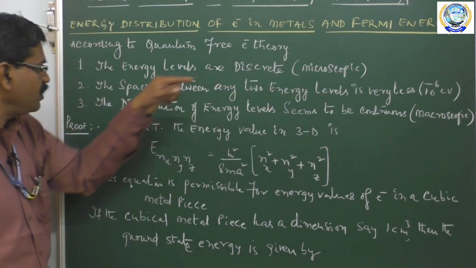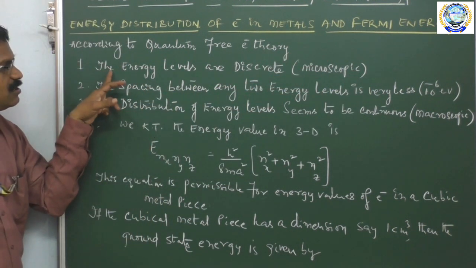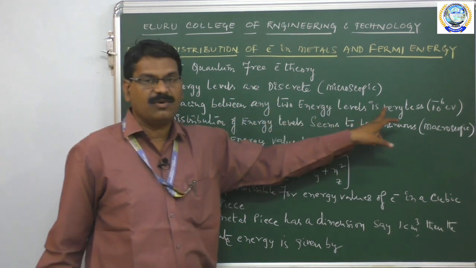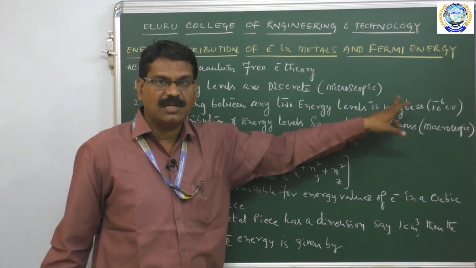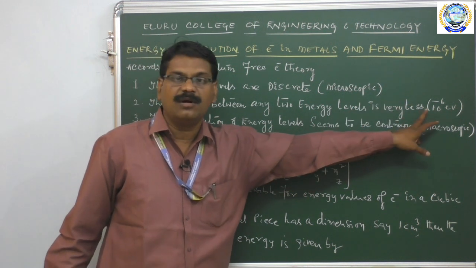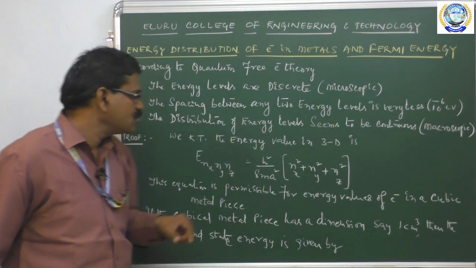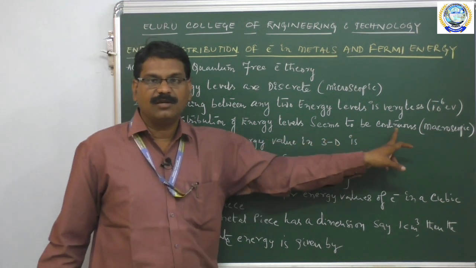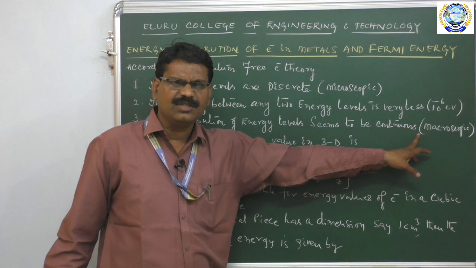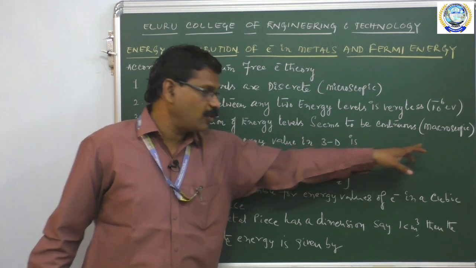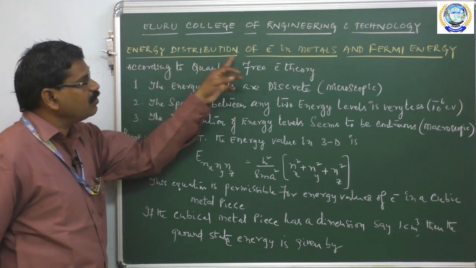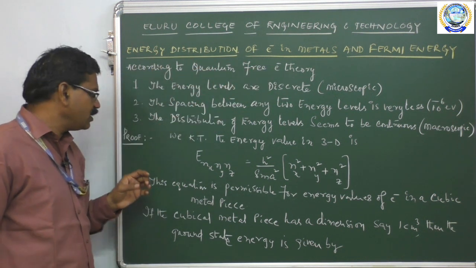Let us repeat once again. The first one is that the energy levels are discrete. The second one is that the spacing between any two energy levels is very much less. How much less? It is around 10 power minus 6 electron volts. The third one is that the distribution of energy levels seems to be continuous, and we consider it a macroscopic property. Next, we are going to enter into the proof of the energy distribution of electrons in metals and Fermi energy. What is that?